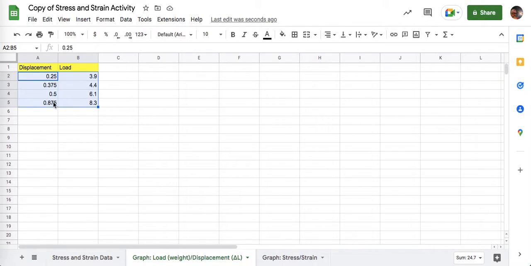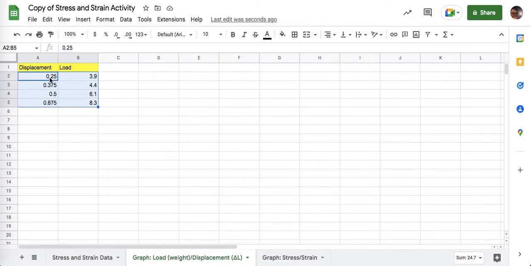Quarter inch up to, what's that, 3/8 of an inch, I believe. No, that's more like 7/8 of an inch, probably. Sorry, quarter inch all the way up to nearly an inch. Okay, so in numerical order here. And this should follow, right? The one that squished it the most should be the heaviest weight, and the one that squished it the least should be the least weight.